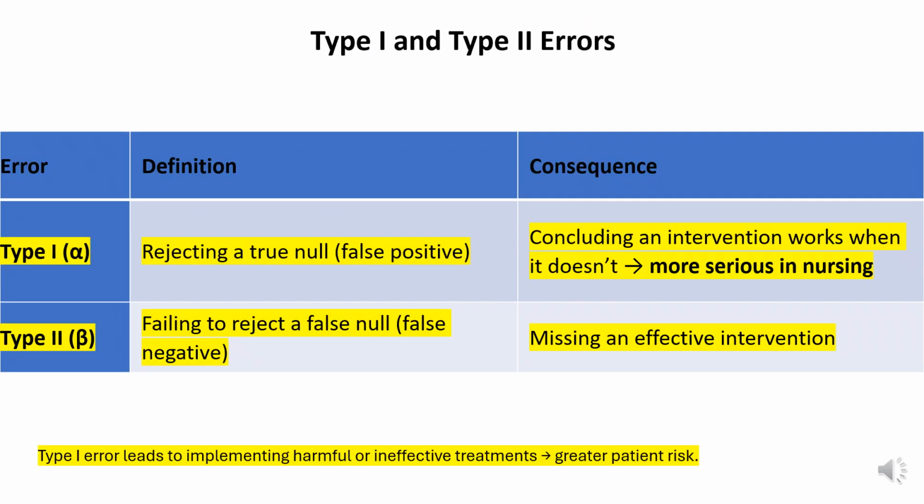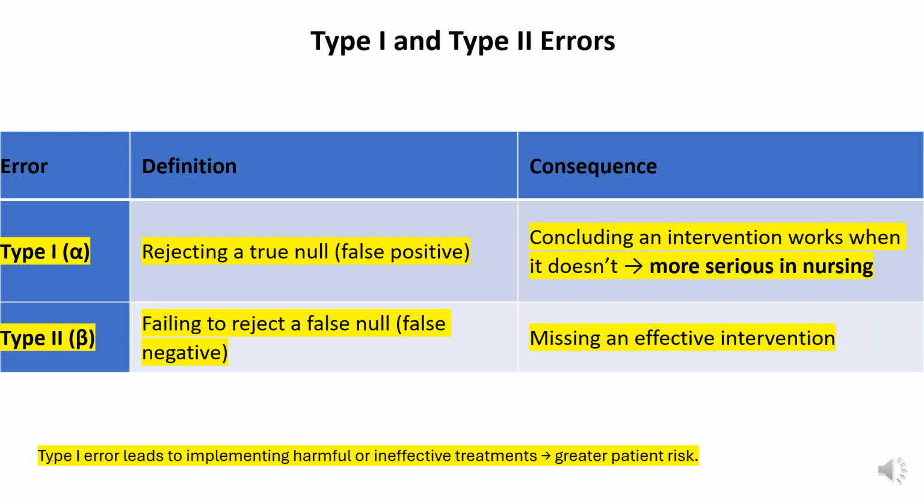Type 1 and Type 2 errors. In hypothesis testing, two types of errors can occur when making decisions about the null hypothesis. A Type 1 error, alpha, happens when a researcher rejects a null hypothesis that is actually true, in other words, a false positive. The consequence is concluding that an intervention works when in reality it does not.